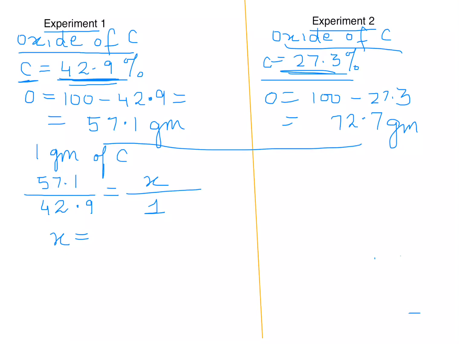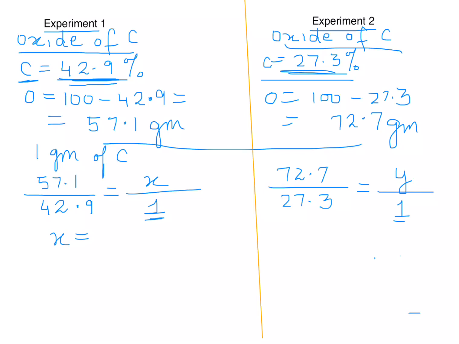Again, second case, carbon and oxygen. We know that 72.7 grams of oxygen is combining with 27.3 grams of carbon. So, how much oxygen is combining with 1 gram of carbon?